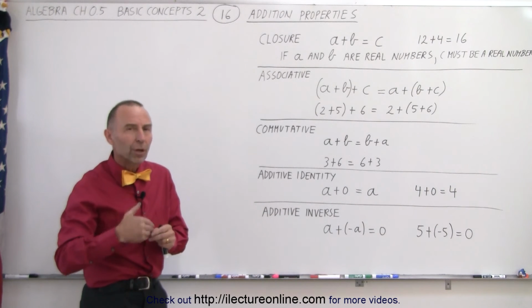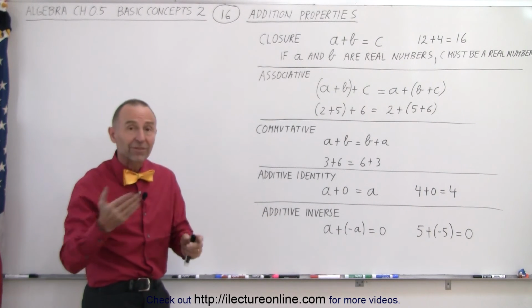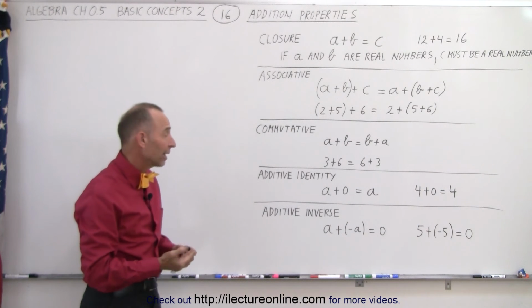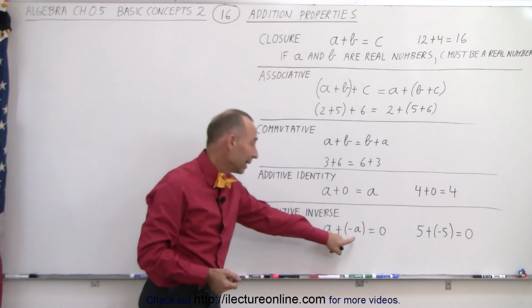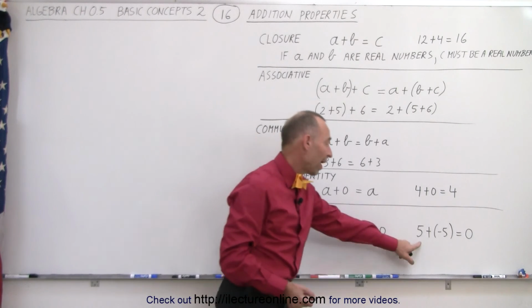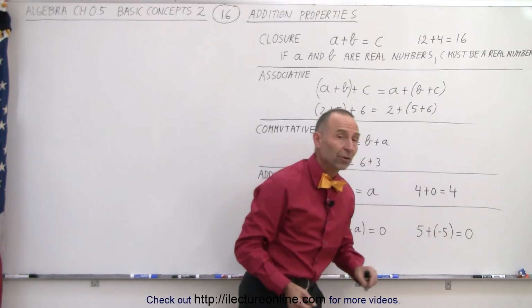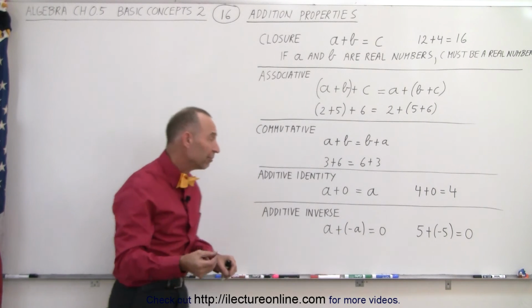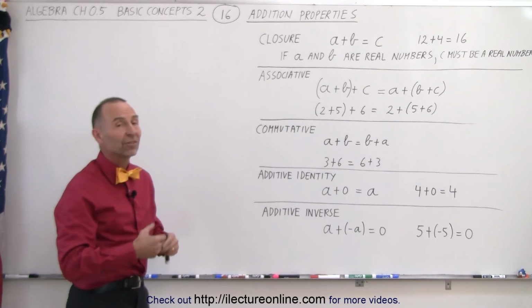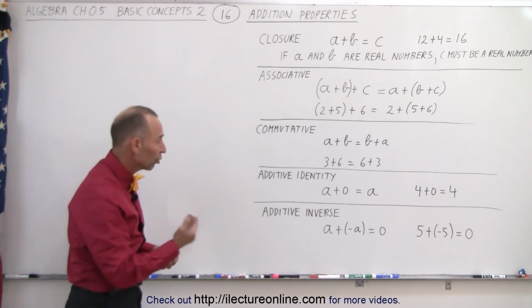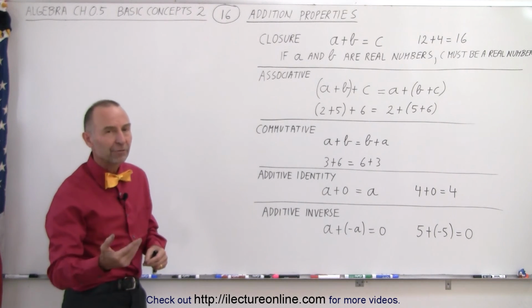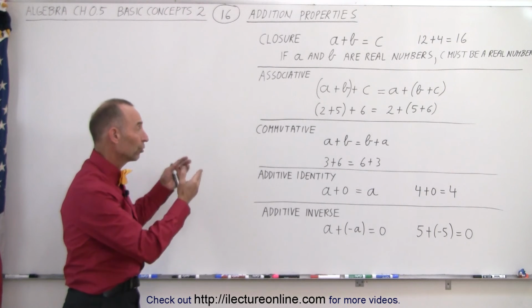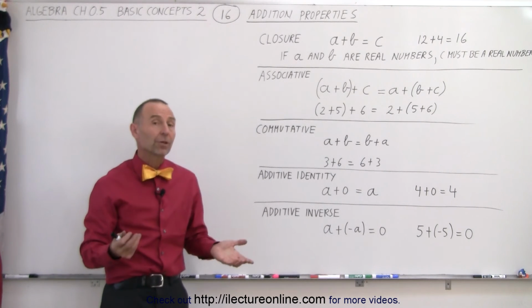And finally, the fifth property is the additive inverse. What should we add to a number so that when we add them together, we get 0? What we add is the negative of the initial number. So we take A, add a negative A, we get 0. Take 5, add a negative 5, we get 0. When we add the negative of a number to a number, we get 0, and that negative number is called the additive inverse. The negative of a number is the additive inverse of the number. And those are the 5 properties that we should be familiar with.